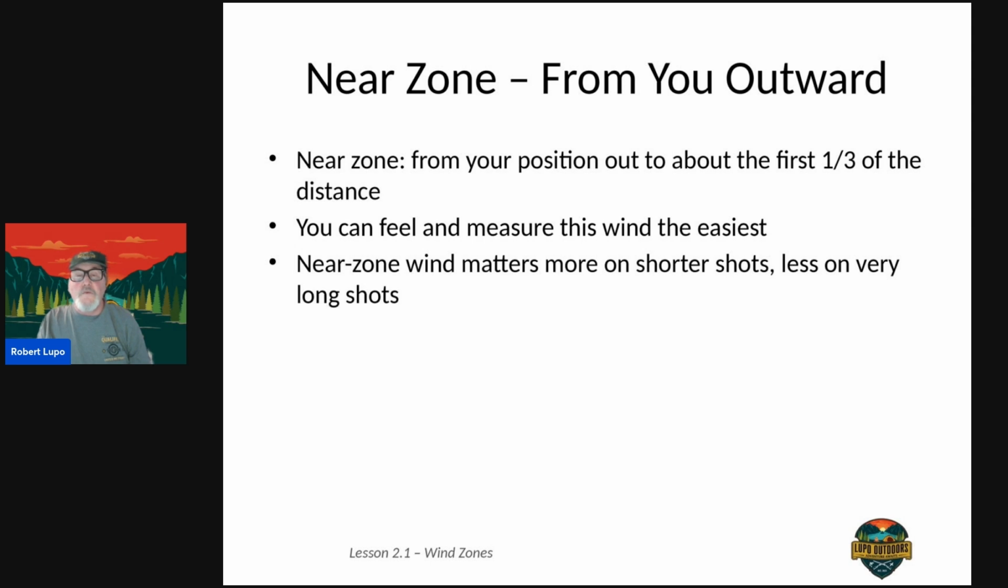The near zone runs from your position out to roughly the first third of the distance to the target. This is the wind you can feel on your face and read with the hand meter. You usually have the best information about this zone. Near zone wind matters a lot for short to medium distances. On very long shots, it still matters, but sometimes the mid and far zones have more influence because the bullet spends more time there.